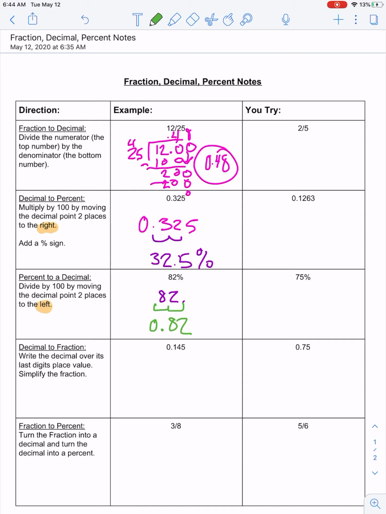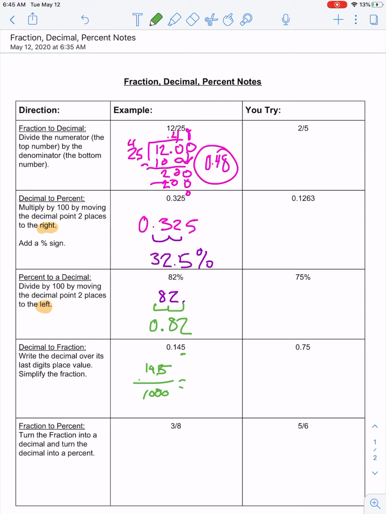Now we're going to go from a decimal to a fraction. So to go from a decimal to a fraction, we write our decimal over the last digit's place value, then we simplify the fraction. So our last digit is in the 5, and it's in our tenths, hundredths, thousandths place. So that means we're going to put 145 over 1,000.